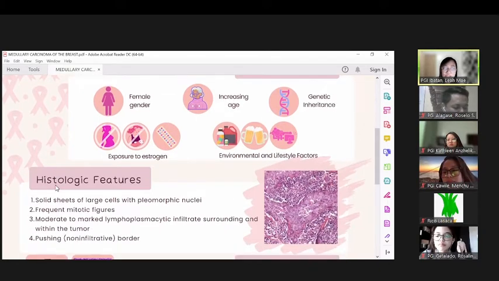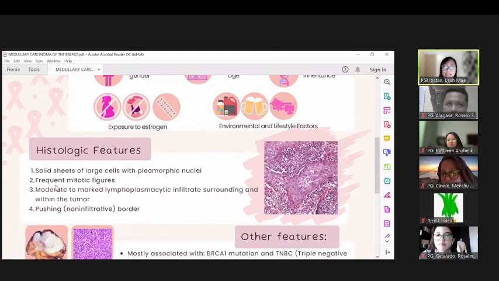These four histologic features should all be present in order to diagnose medullary carcinoma. First, solid sheets of large cells with pleomorphic nuclei. Second, there are frequent mitotic figures. Third, moderate to marked lymphoplasmacytic infiltrate surrounding and within the tumor. And fourth is the pushing or non-infiltrative border. This picture is taken from Robbins and Cotran. So we have here lymphocytic infiltrates, and then we have a pushing border. They do not infiltrate, or there is no invasion in the surrounding stroma.